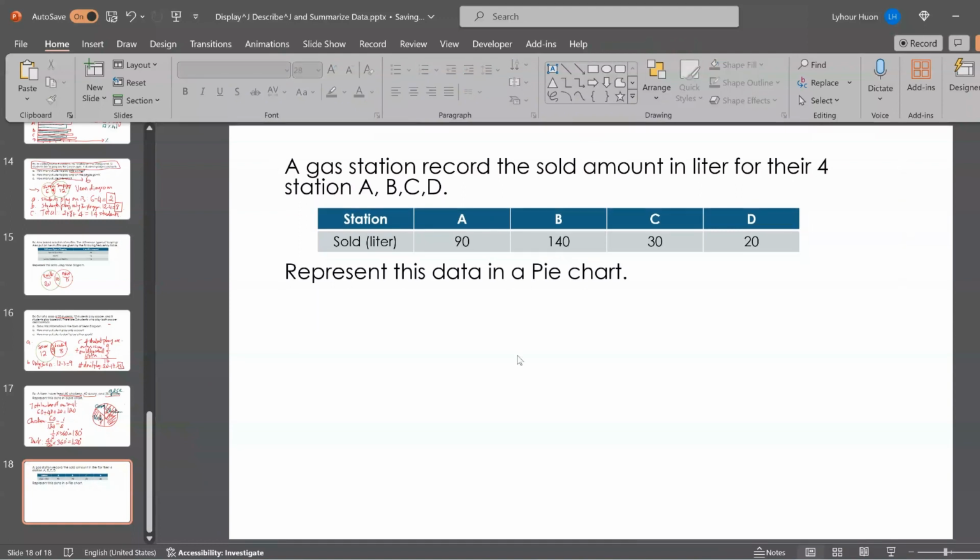Sometimes to calculate the numbers, of course, using a calculator is trustworthy and easier, but people like to challenge you to do it manually, and then I have to do it manually. But I don't want to do it manually. Okay, so represent this data in a pie chart.